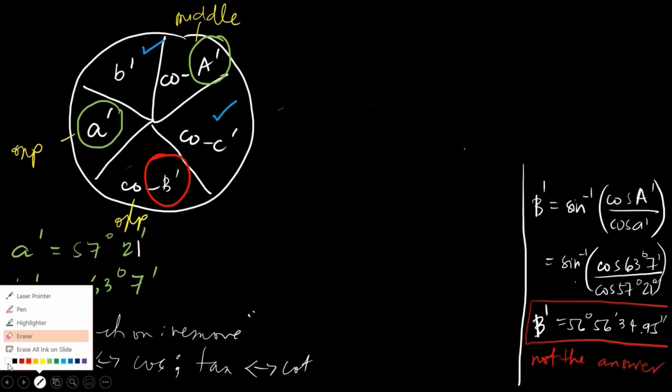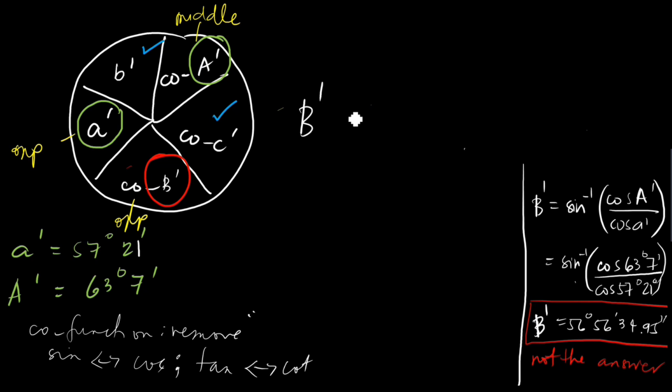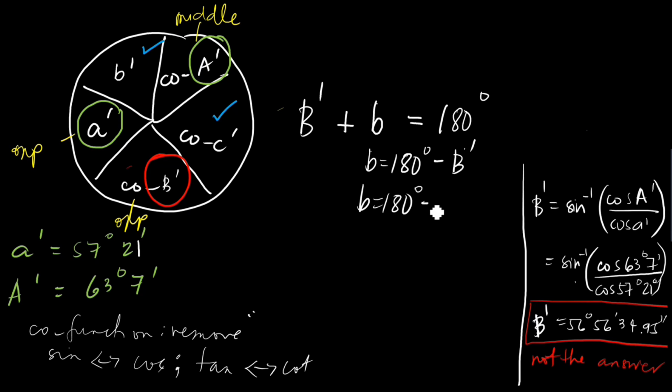Okay. So since we do have a big B prime, think of its supplement. If we have a big B here, its supplement is a small b. Since the big B already has prime, therefore the small b does not have. So this is equal to 180 degrees. What we can solve here is the small b, so 180 degrees minus the big B prime. So we have 180 degrees minus 56 degrees, 56 minutes, 34.95 seconds. Then just input it in your calcu.